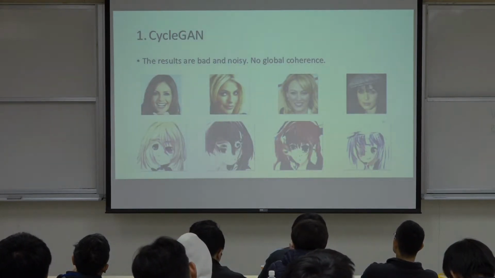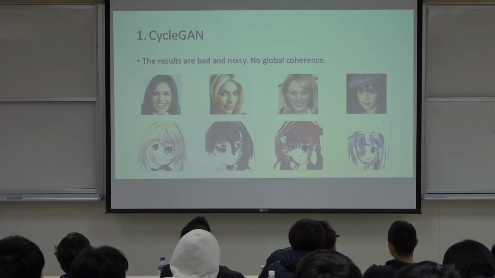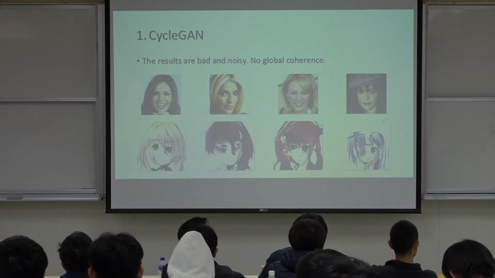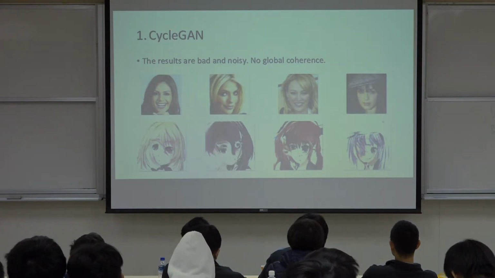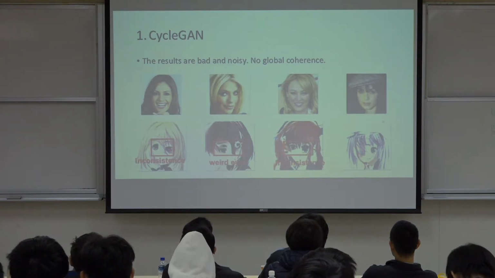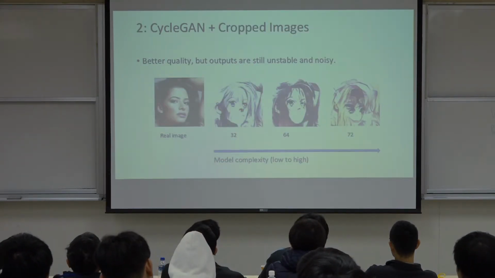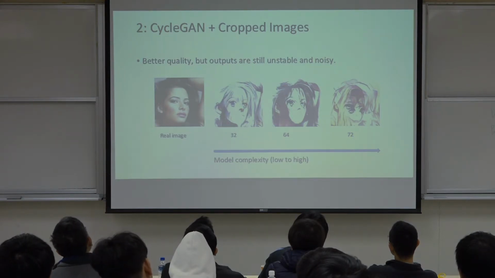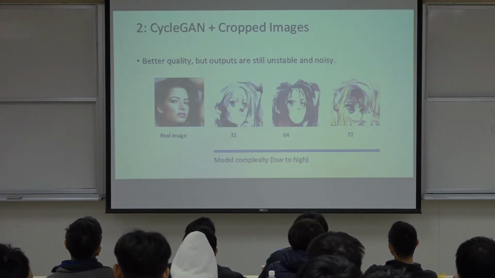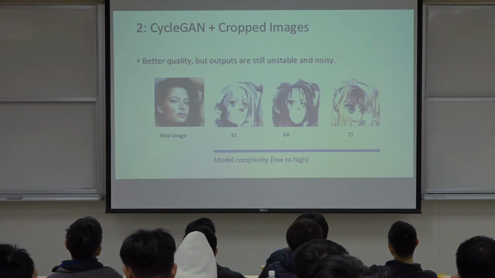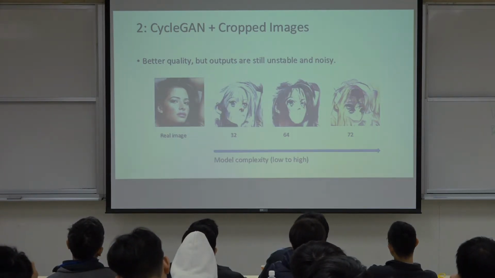Okay, the first is CycleGAN just trained on non-cropped images. The result is quite bad, and we cannot find any global coherence on the generated faces. You can note that the eyes part is quite weird. In the second experiment, we trained CycleGAN on cropped images. We found that the model performs better than the previous one, and the generated faces contain fewer weird parts. The number under the images indicates the model complexity.